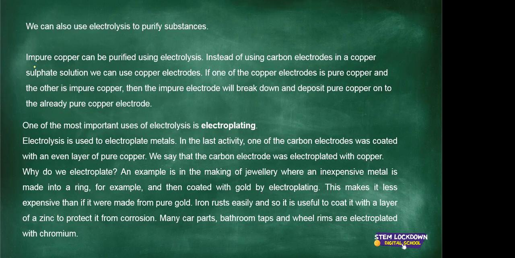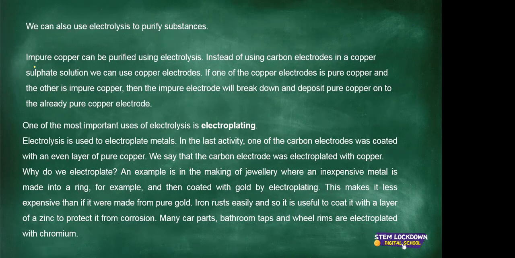So we have impure copper can be purified using electrolysis. Now instead of using carbon electrolysis in a copper sulfide solution, we can use copper electrodes. Now, if one of the copper electrodes is a pure copper and the other is an impure copper, then the impure electrode will break down and deposit the pure copper onto the existing pure copper electrode.